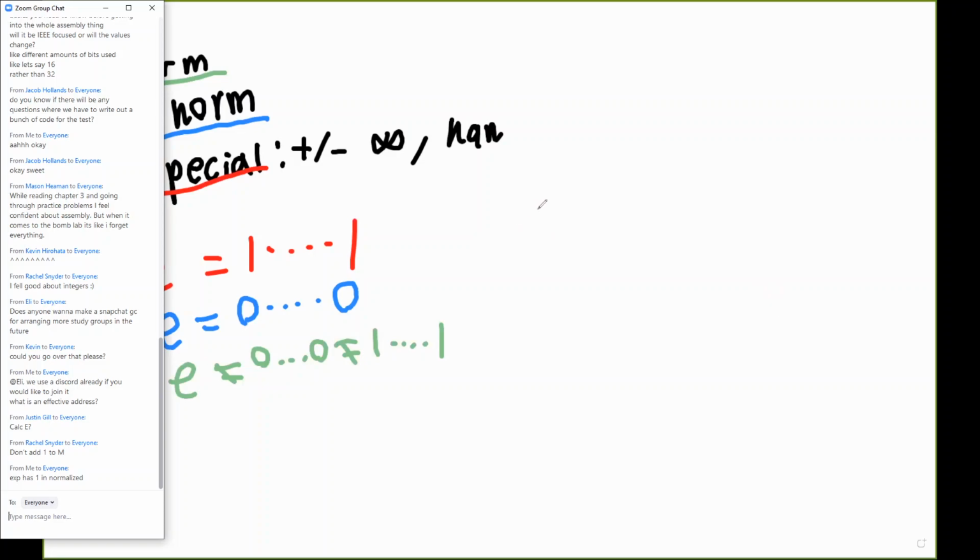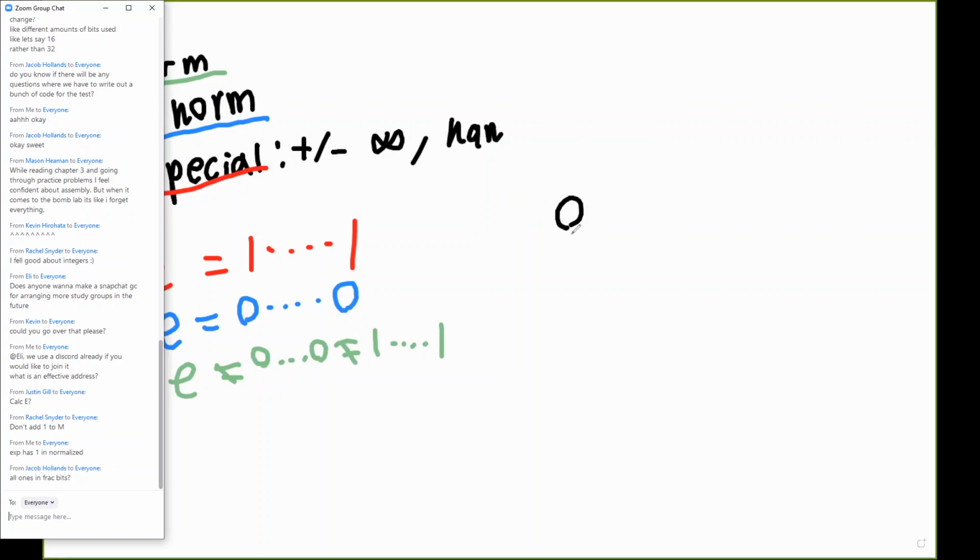So for, let me get rid of that. I want a black pen again. So this is going to be our sign bit. That's going to be our E. And then the question is kind of how F looks. Yeah, it will be all ones.